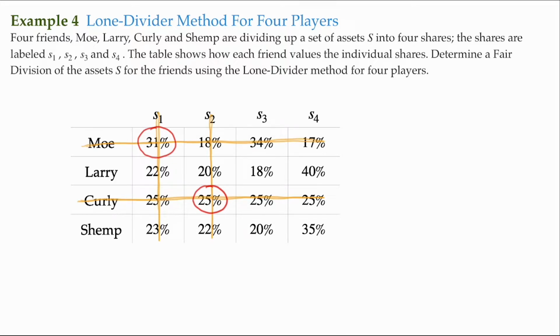So just like we did similarly for 3 players, we then recombine the remaining assets here. So these are going to be recombined shares. We simply do that by adding the value of the remaining shares for Larry, 18% and 40%. It's 58%. We do the same for Shemp, 20% and 35%. That's 55%. Then we go ahead and we use the divider-chooser method.